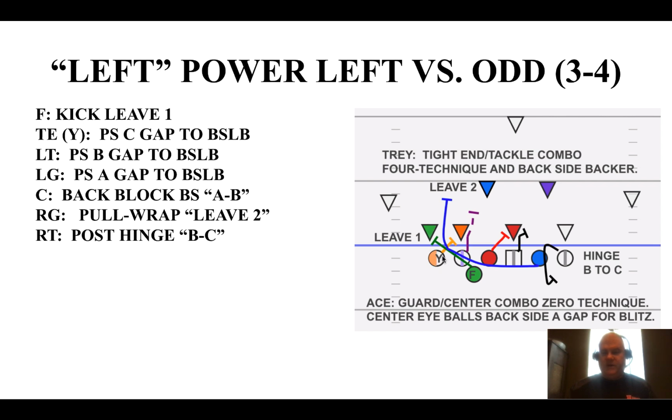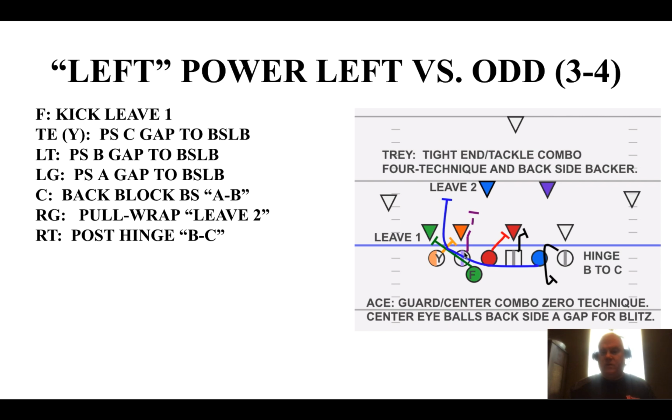And with this now, the tight end, the Y, has somebody in his gap. Okay? The tackle is still covered. So in this case, we're going to run a tray combo. This is tight end tackle combo. We're going to try to do it 4 technique to this backside linebacker. We're going to drive him as soon as we see him scraping over here.